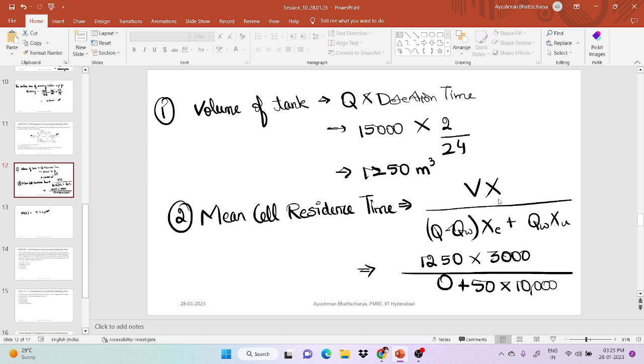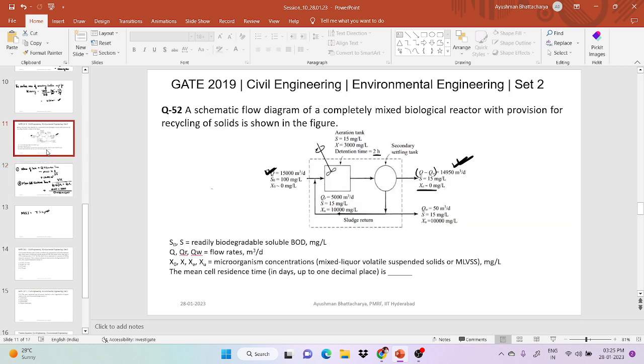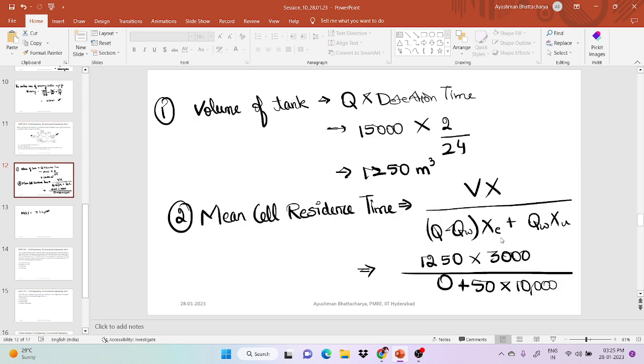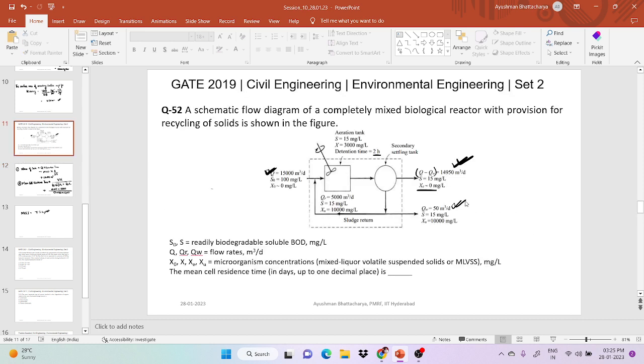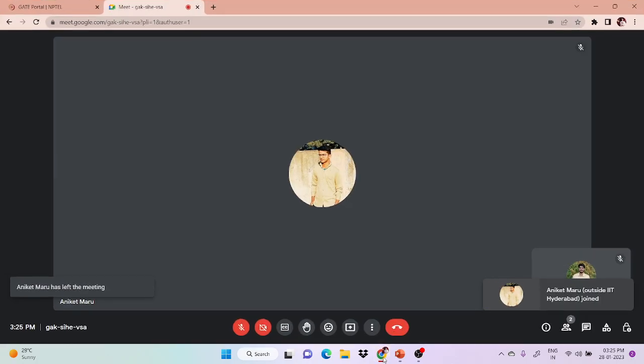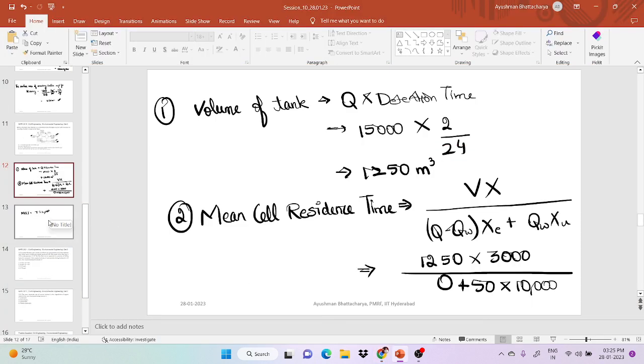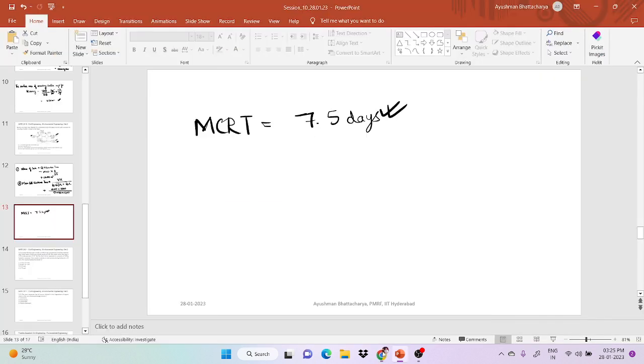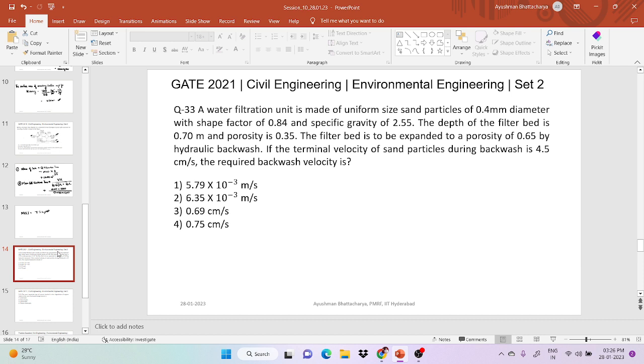The volume we calculated, and the mixed liquid volatile suspended solid concentration is 3000 milligram per liter. But in the question, they have mentioned that the suspended solid concentration in the effluent is 0. Here they have mentioned it. Xc is 0, so this whole term comes out to be 0. And QW is 15 meter cube per day and XU is 10,000. So mean cell residence time comes out to be 7.5 days. Okay. So let's proceed to the next question.